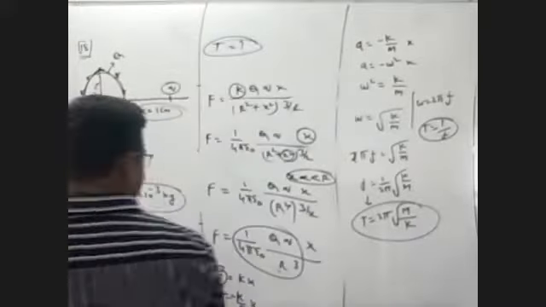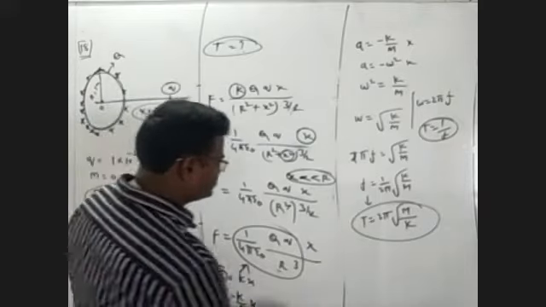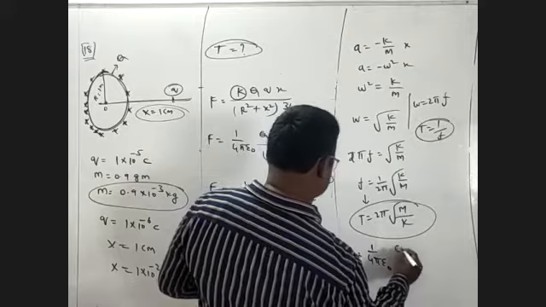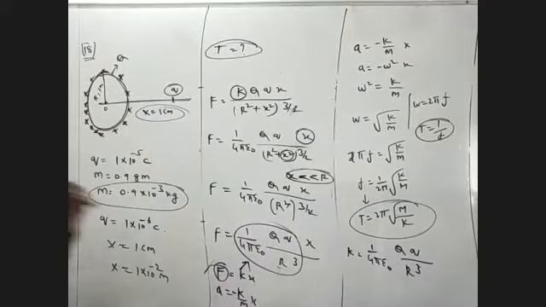But what is the k value? Compared to this equation, k is equal to 1 by 4 pi epsilon naught, capital Q small q by R cube. That is the k value.